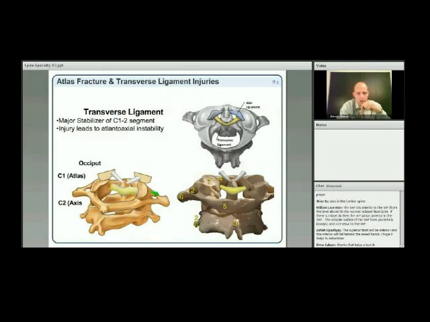So you want to know the anatomy of that atlantoaxial joint. You need to be familiar with the transverse ligament. It's the major stabilizer of the C1-2 segment. And you can see these are several different illustrations that depict that ligament. It basically travels from the lateral mass of C1 and then stabilizes the dens against the anterior arch of C1.